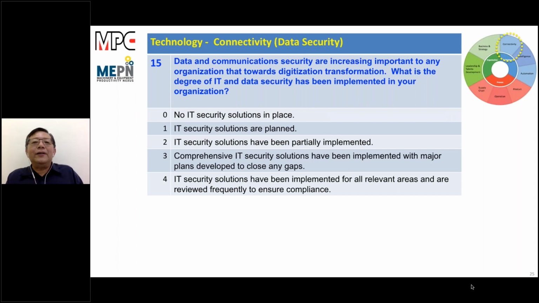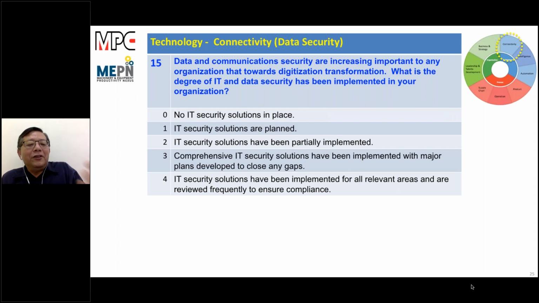If you still remember, TSMC, I think at the end of last year, had a hack by some hacker. The whole manufacturing process stopped because the system was interrupted. So this question asks: data and communication security are increasingly important to any organization moving towards digitization transformation. What is the degree of IT and data security that has been implemented in your organization? Very straightforward.